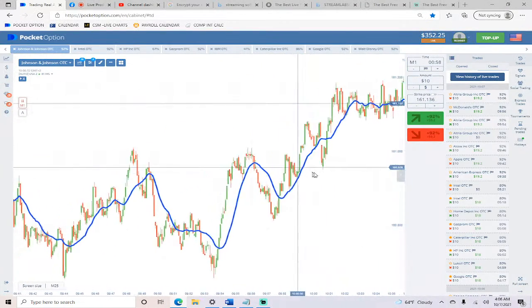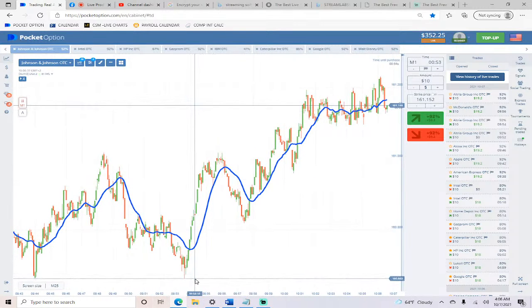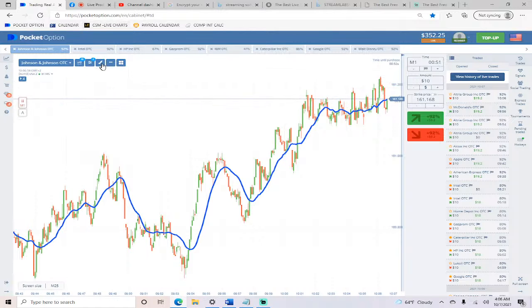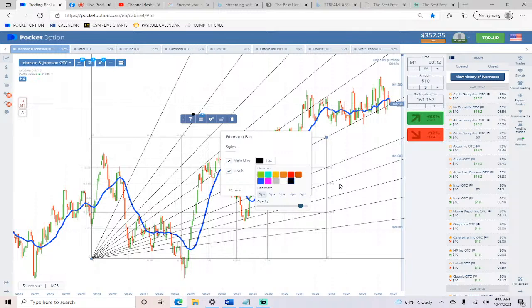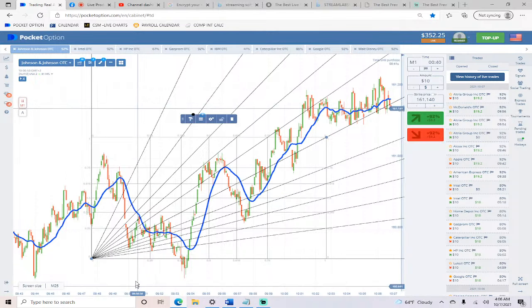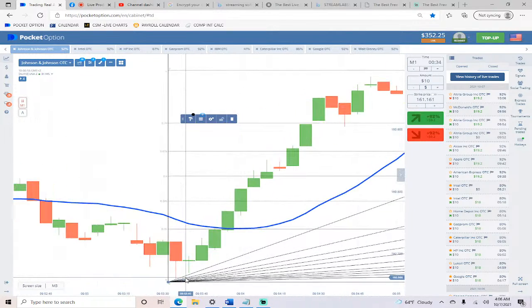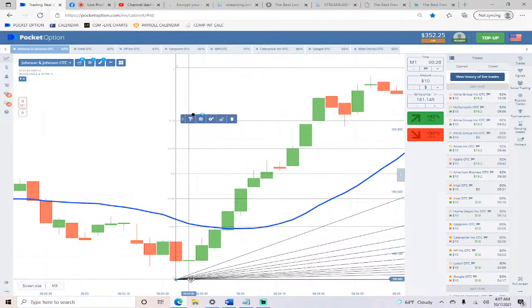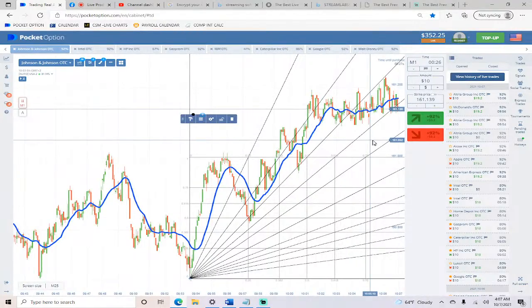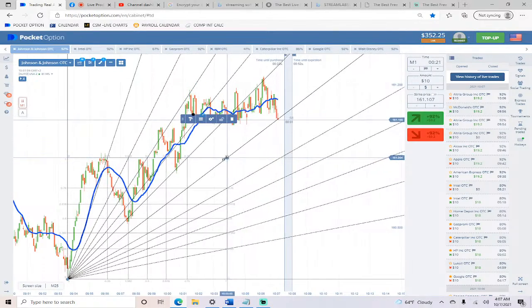Okay. Anything interesting here? Big double bottom. I like the way that's looking. Let's get our fan on. We're doing the same thing. There is a technique to doing this. So, start with a demo account. Draw what makes sense.